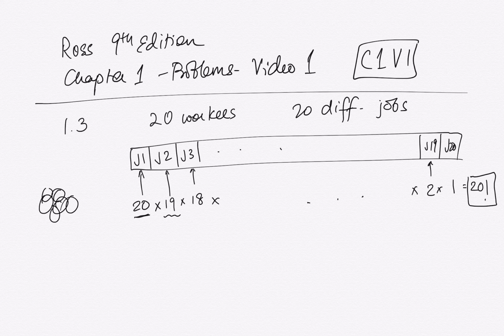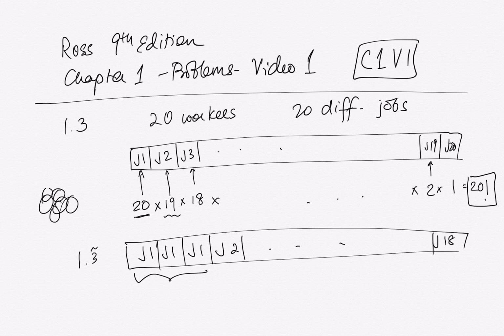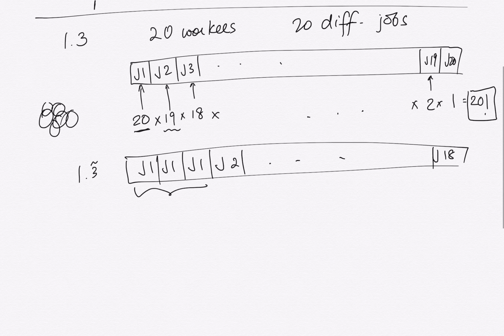So let's do a slightly tweaked problem next, and let's call it 1.3 tilde. We'll still have 20 jobs, but they're not all going to be different. Let's suppose 3 of these 20 jobs are the same. I'm just going to call them job 1, job 1, job 1. And then the remaining 17 are distinct. So in all, there are 18 distinct jobs, but these 3 are the same. How many different ways can you assign these to 20 people?